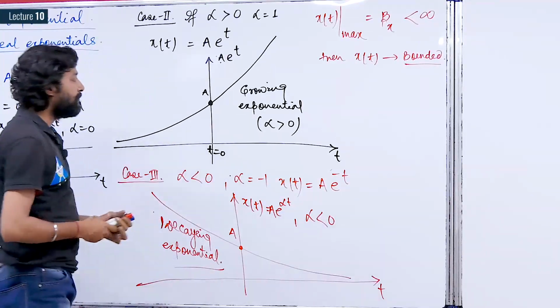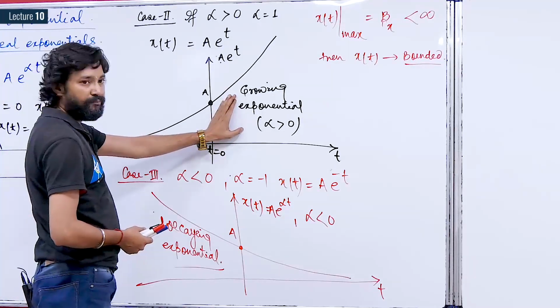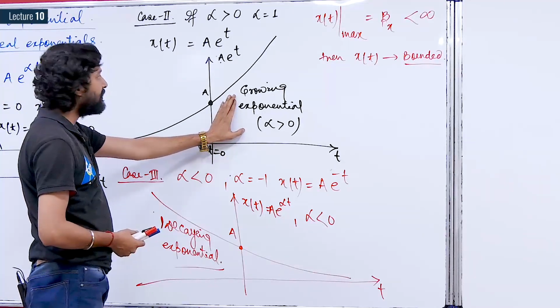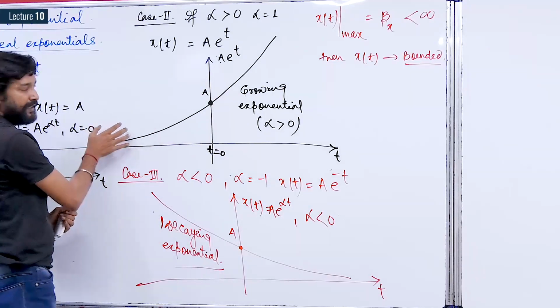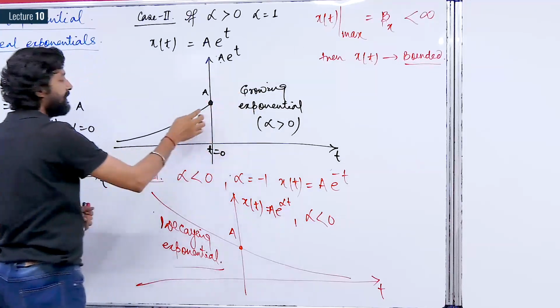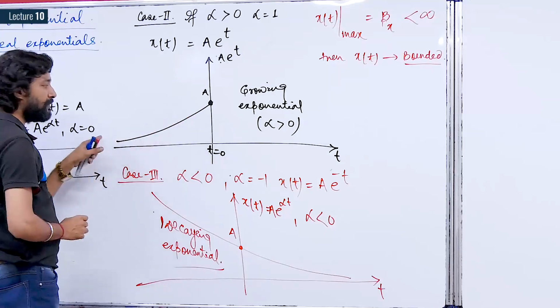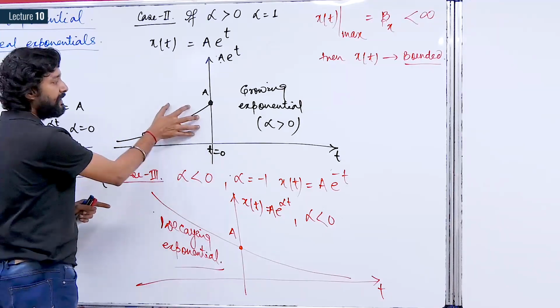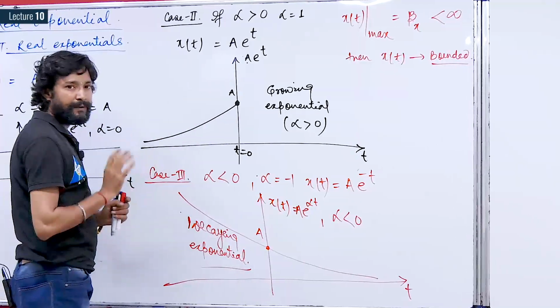So if you see here, if this signal is considered, and you take this signal to be anti-causal, it means this signal exists only for negative values of t. If these values are eliminated, if we say that this signal exists only for t less than 0, it means only this part of the signal is considered, then this signal is a bounded signal because all the values possessed by this signal are finite.